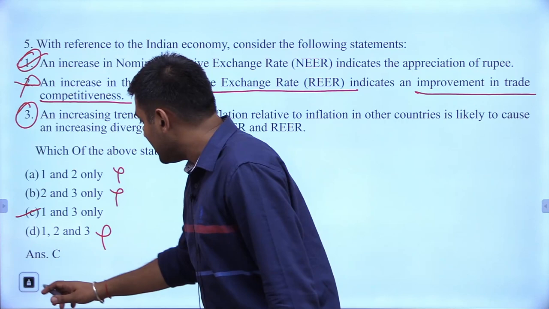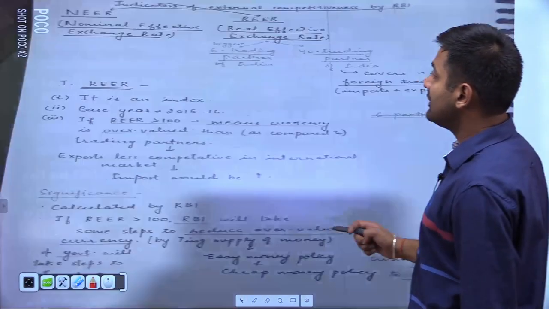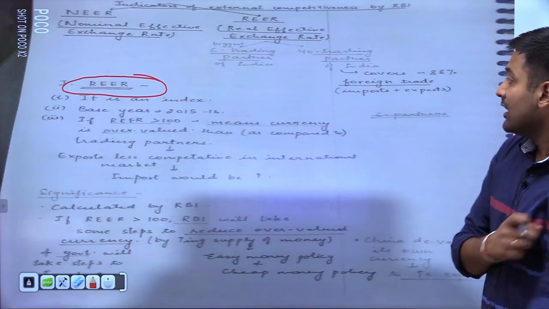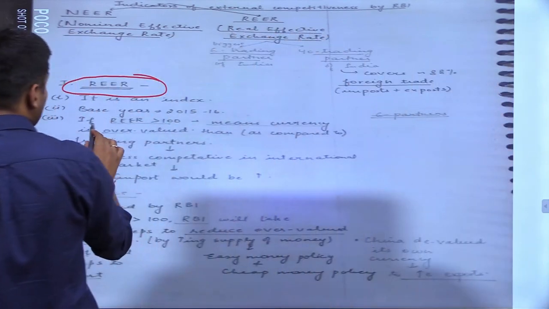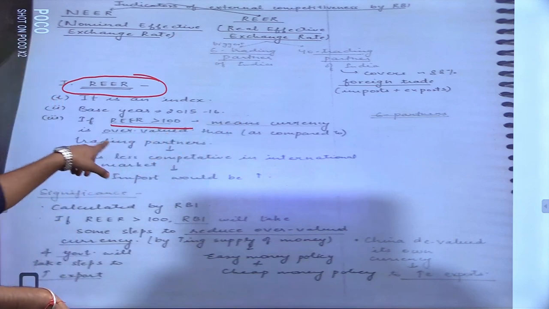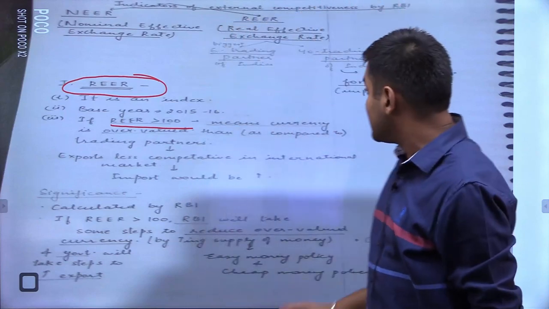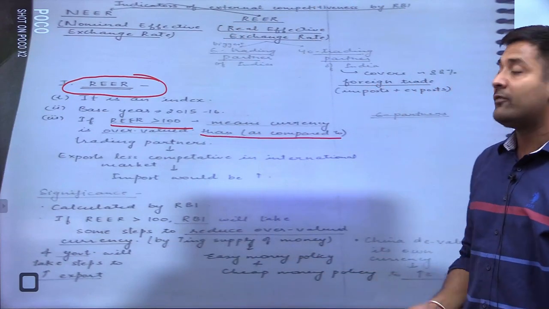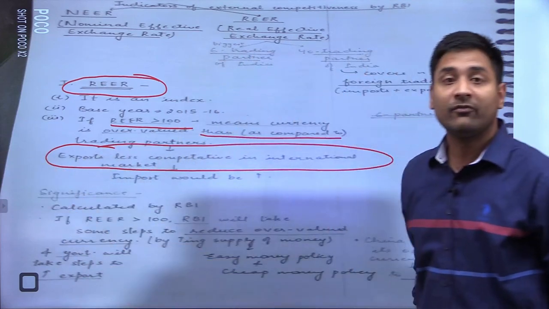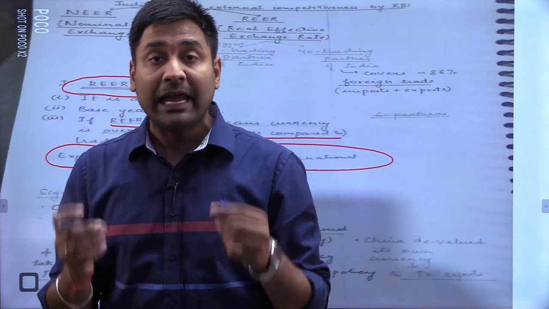So, in notebook, this is something related with real effective exchange rate. Now, written over here is, if real effective exchange rate increases, it means currency is overvalued. Your currency is overvalued as compared to your trading partners. And if your currency is overvalued, that means exports will be less competitive in international market. Your products will become lesser competitive in international market.